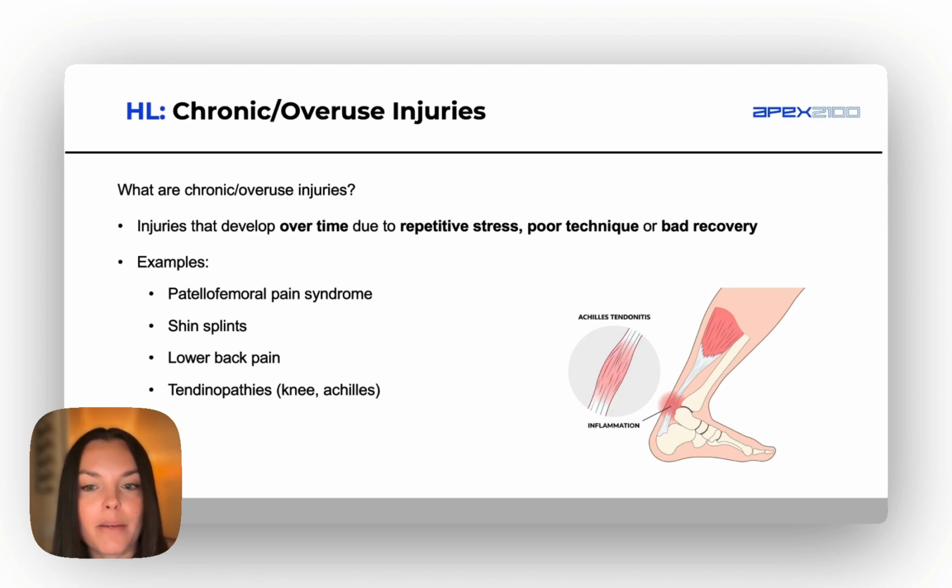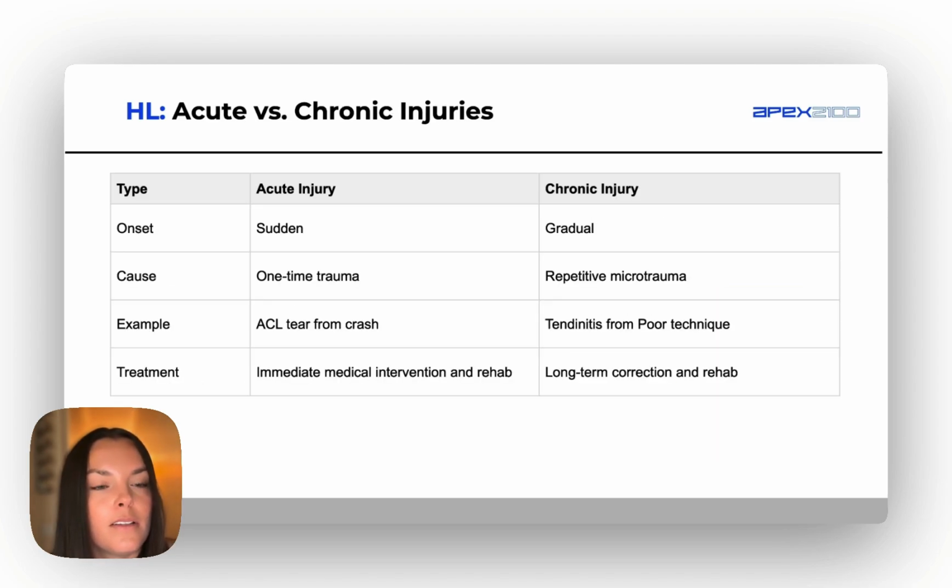And then lower back pain and tendinopathies. So tendinopathies in the knee or in the Achilles tendon is like a chronic pain in the tendon, typically caused by repetitive movement without enough rest. So acute injuries happen suddenly, and they are often due to high impact events or accidents. Whereas chronic injuries are more gradual and develop over time due to repeated stress or overuse, often because of poor technique or biomechanical flaws.